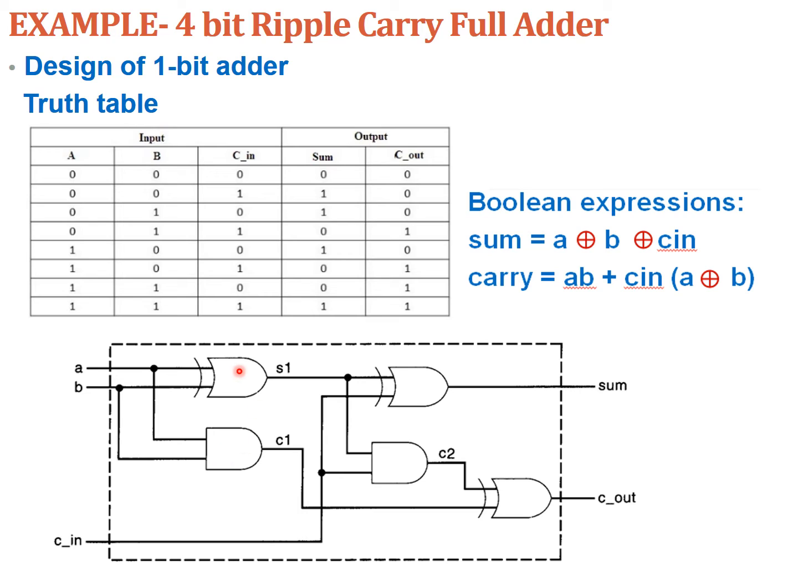The circuit for this expression is shown here. We have A XOR B XOR Cin. So A, B is given to one XOR gate, and we get A XOR B here. This A XOR B is again XORed with the third input Cin. We need AB, so we have an AND gate here. That AB should be ORed with Cin into A XOR B. So A XOR B is available here, multiply it with Cin, so we have Cin into A XOR B.